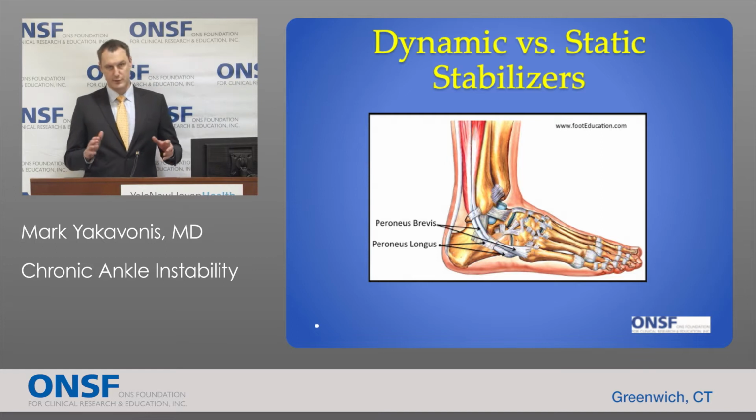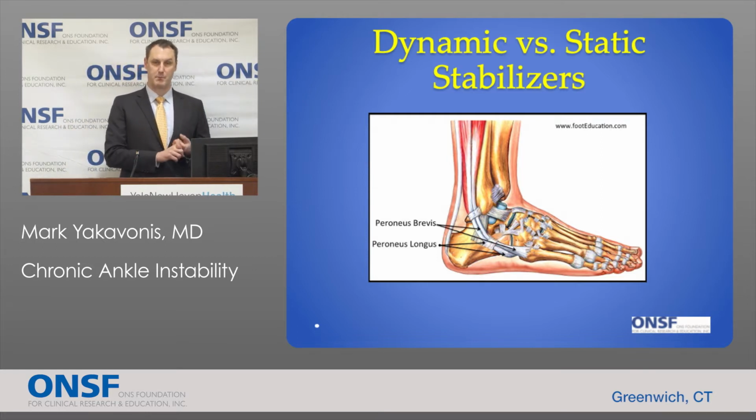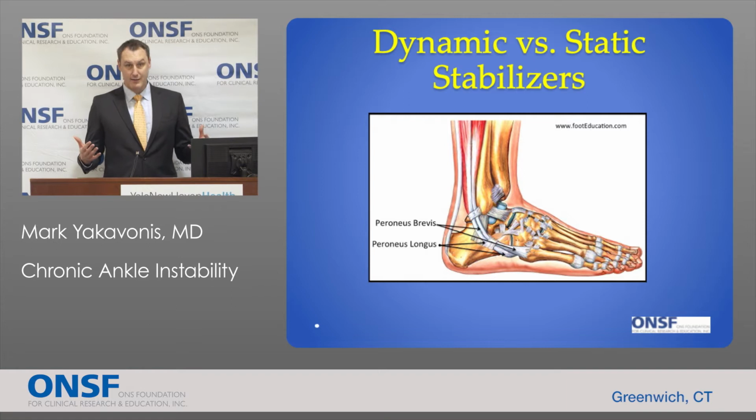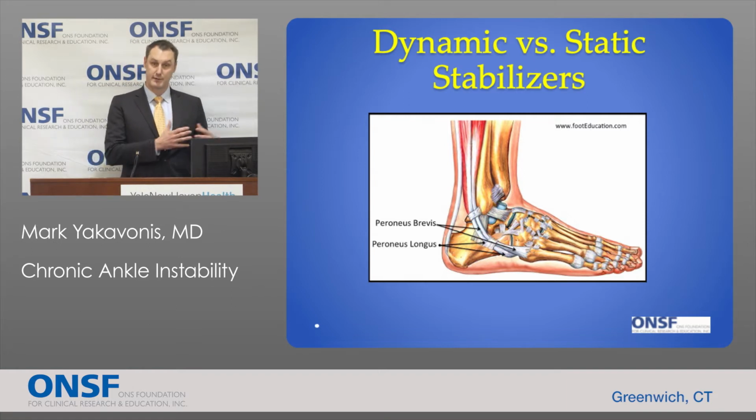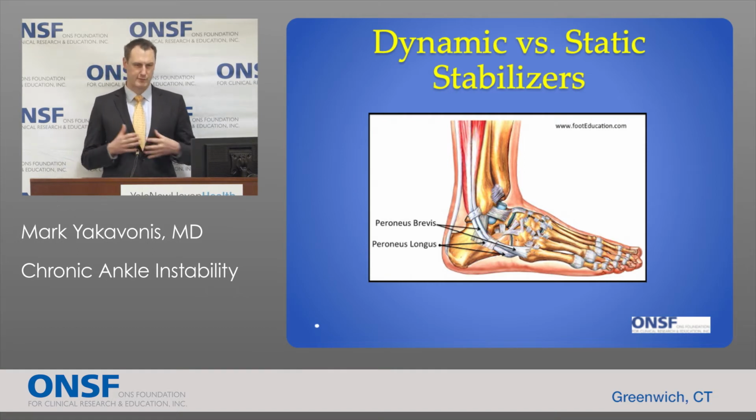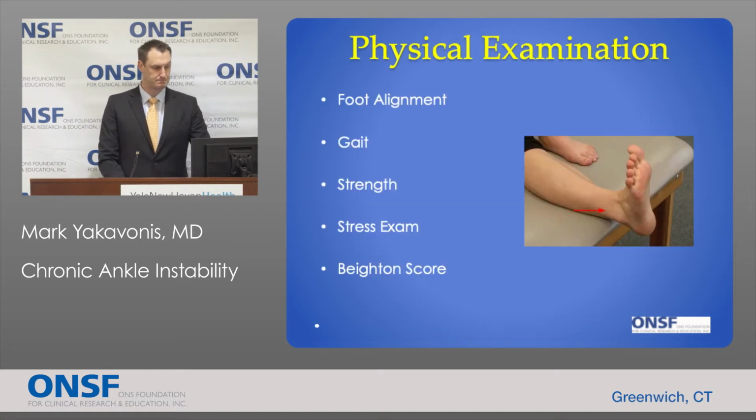Now, it's also important to know that there are two ways to stabilize your ankle. There are static stabilizers, which are bones and ligaments, and they're either there or they're not there. So if they're injured, there's not a lot you can do to strengthen them other than to repair them. However, you also have dynamic stabilizers, and that's your muscles and tendons, and you can work on strengthening those, and they can actually improve your ability to stabilize your ankle.